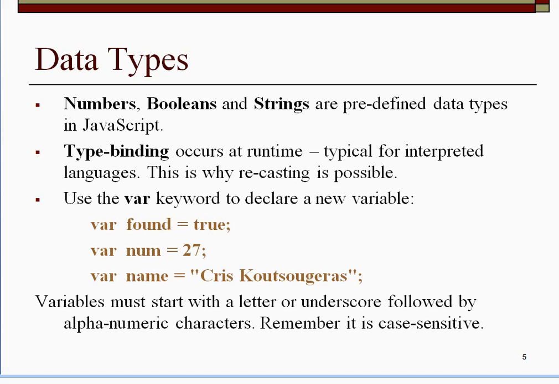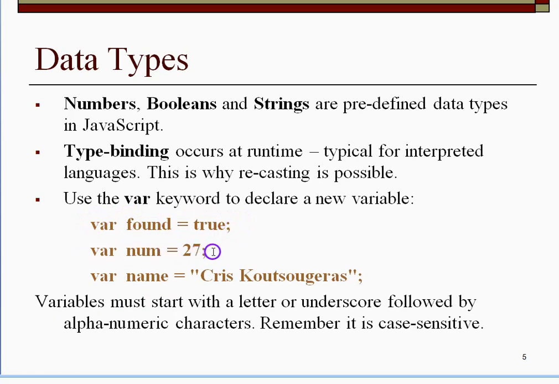What does it mean that type binding occurs at runtime? It means that unless the variable is declared by a var statement, its type is defined and bound on first use at runtime. You can use the var keyword to declare a new variable, as shown in these examples. This one declares a variable found, which is set to true. So this will be a Boolean variable.